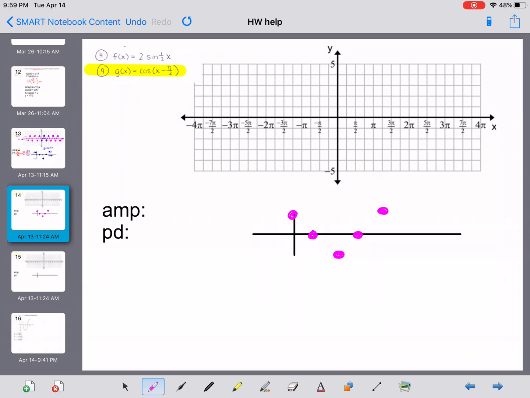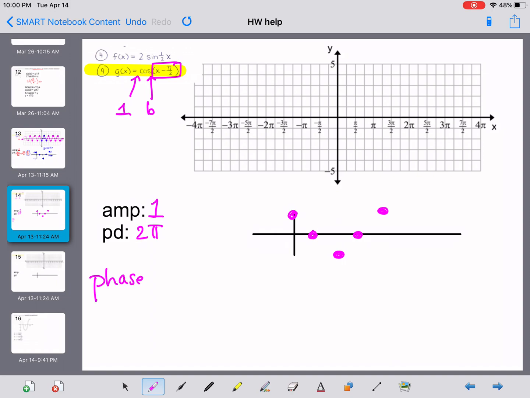So the amplitude here is 1 because the a value that's in front is a 1. Period is 2 pi because there is no b value. The b value, if there were to be one, would be right there. Right? The b value is 1 in this case, so no period change. This x minus pi over 2 is the phase shift.